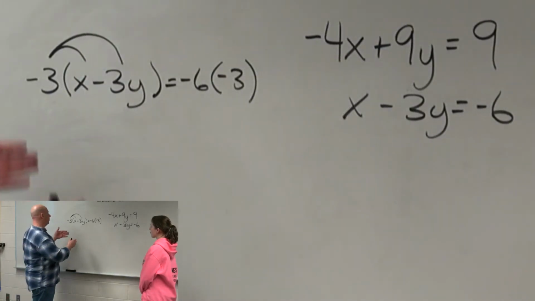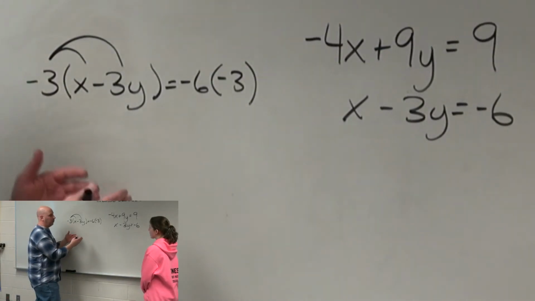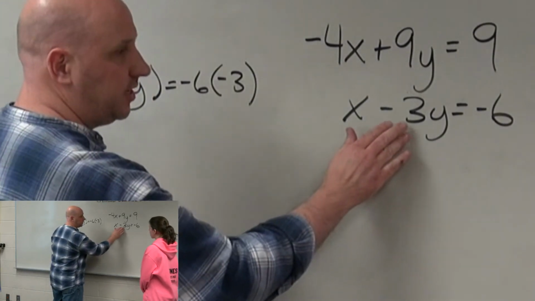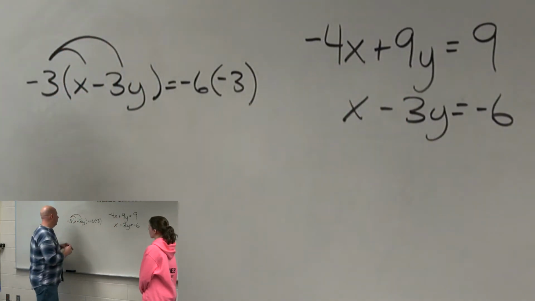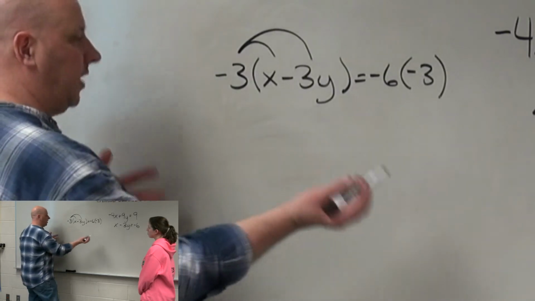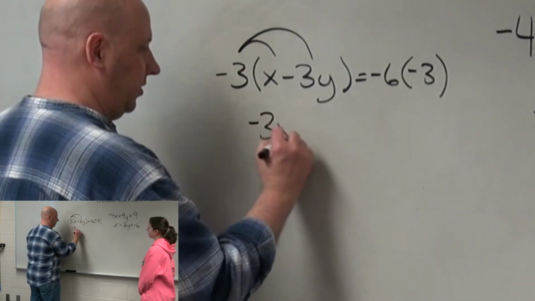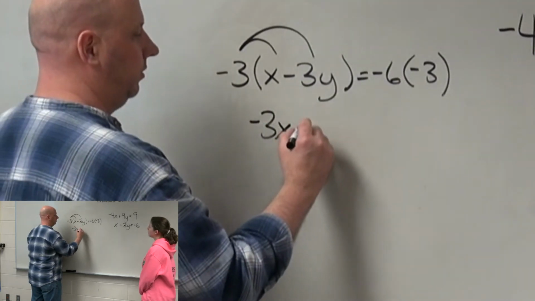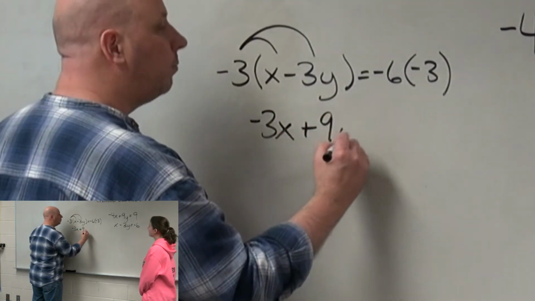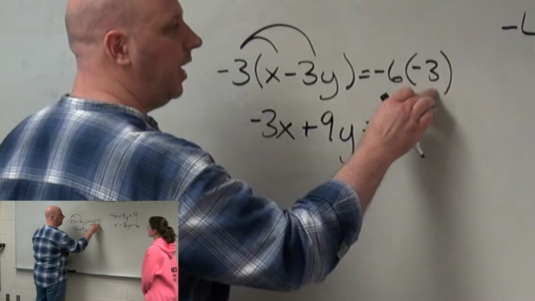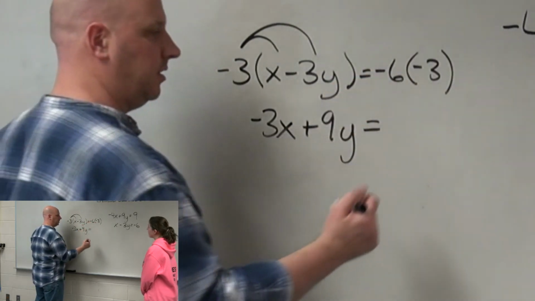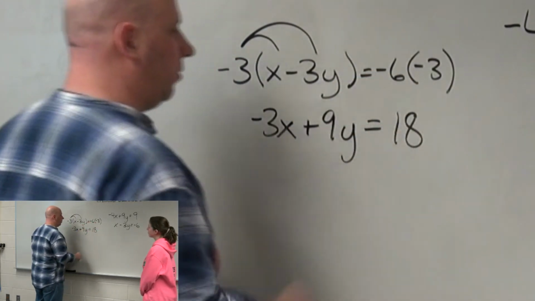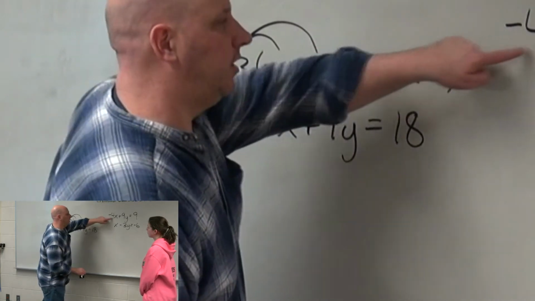So what we're going to do is multiply each term by a negative 3, because again, we want to change this negative 3 into a positive 9. So a negative 3 times x is? Negative 3x. Yes. A negative 3 times a negative 3y? Is a positive 9. Positive 9y, correct. And then a negative 3 times a negative 6? 18. Correct.